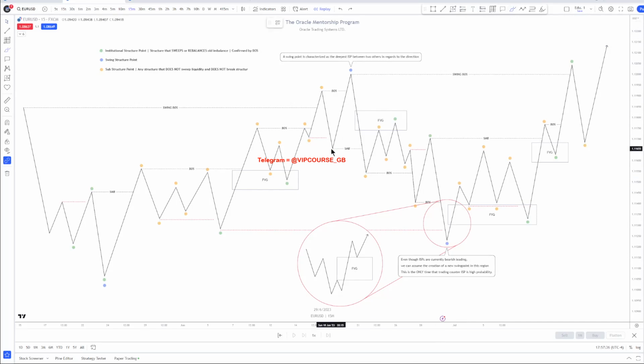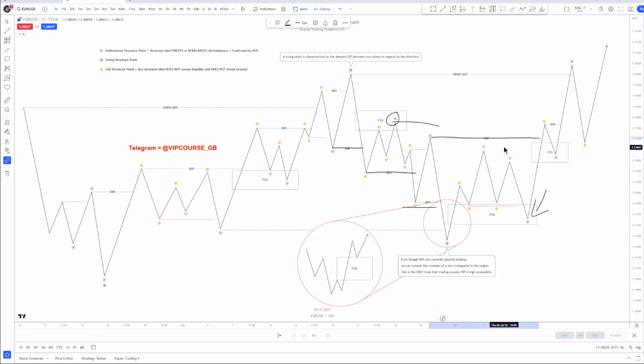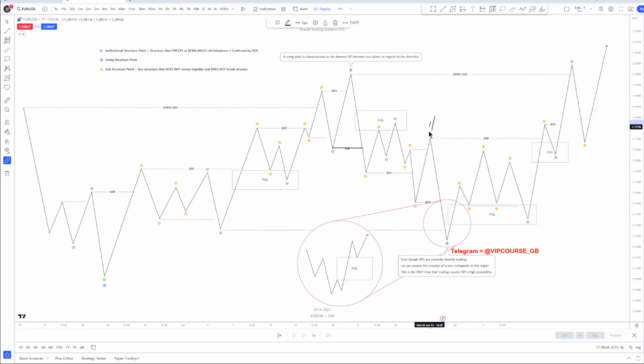One more time. An SMB, now we can assume that ISPs will then be bearish. ISP here, break structure. We have an ISP here, break structure. Pulls up. Creates a new unconfirmed ISP. It is then confirmed when we break the previous ISP. Here we can see that this ISP has now failed.